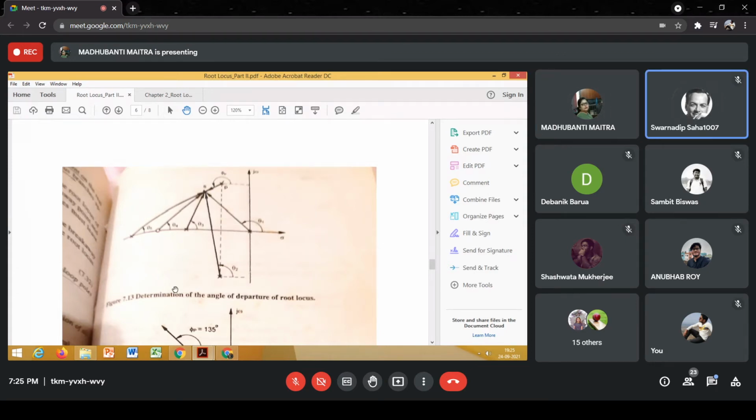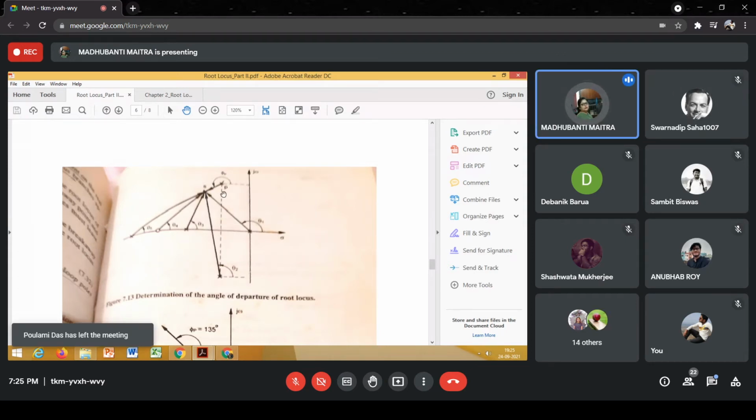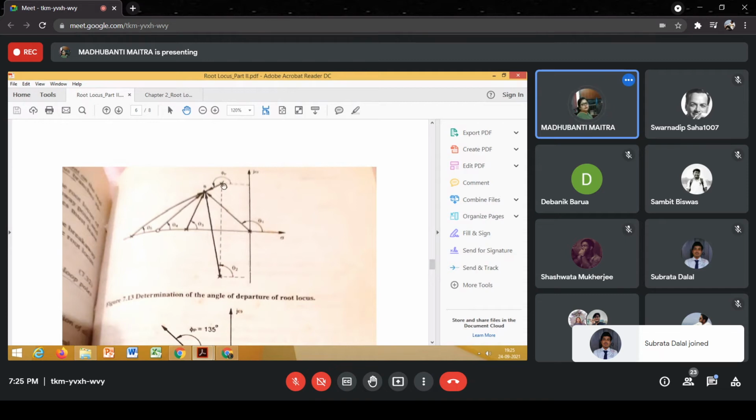Yes, ma'am. But for complex open loop poles, we don't know. The root branch can originate like this, or like this. Already we have seen two cases. So for complex open loop poles, we'll have to find out the angle along which the root branch will originate from it. And that angle is called the angle of departure.